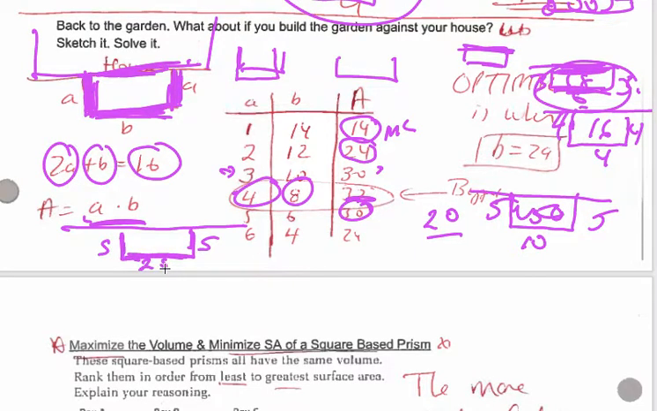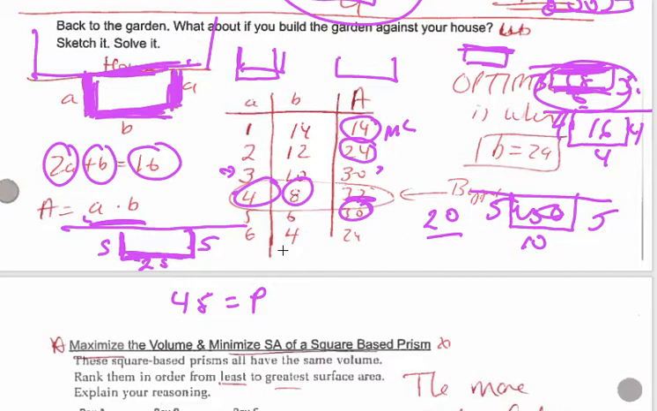Okay, so if you want to know how big each side's going to be, what you do is, this is S and 2S and another S, that's 4S. The 4S is the perimeter. So to get each side length, you take the perimeter and divide by 4.